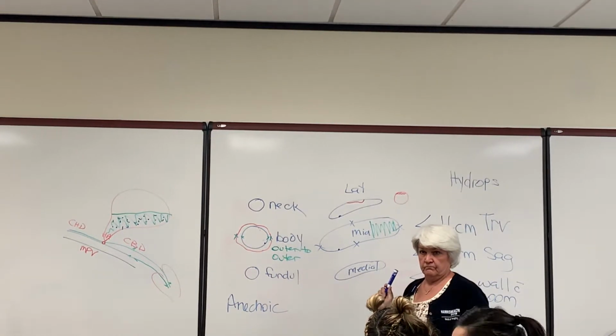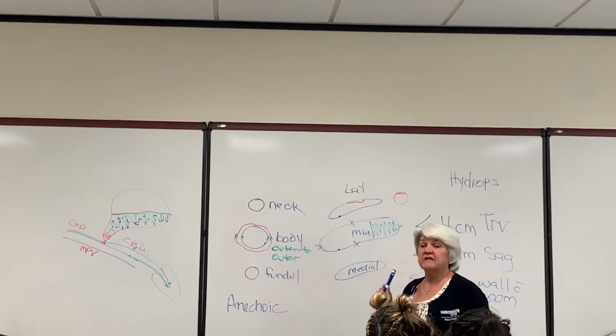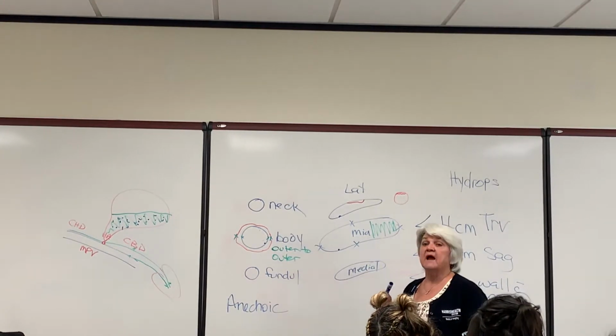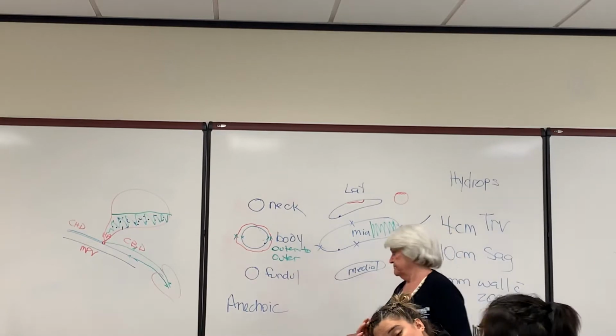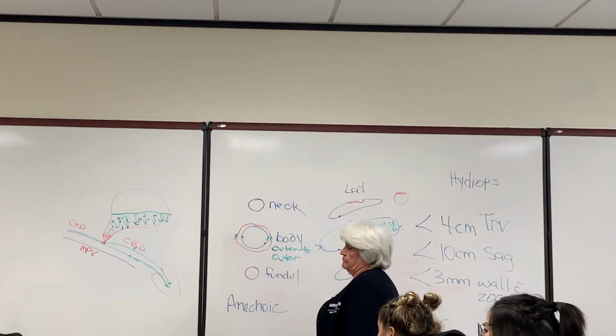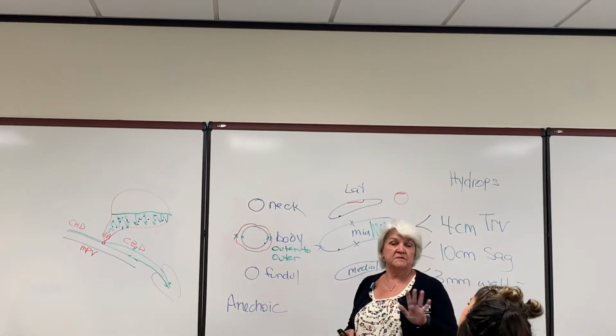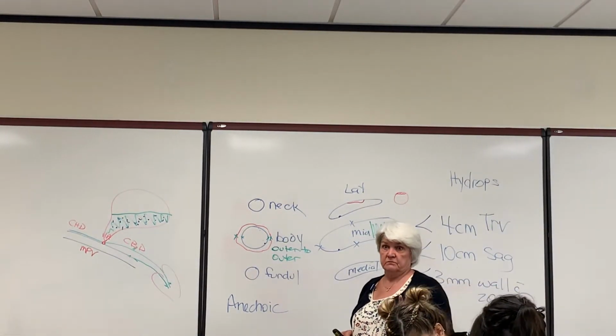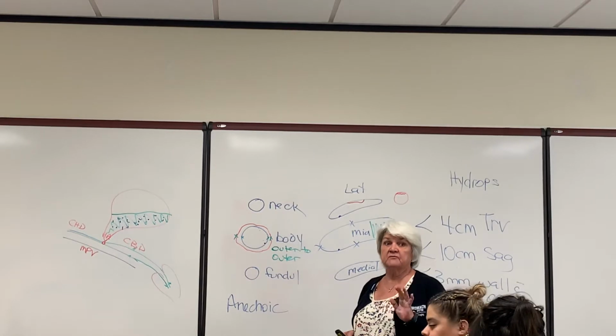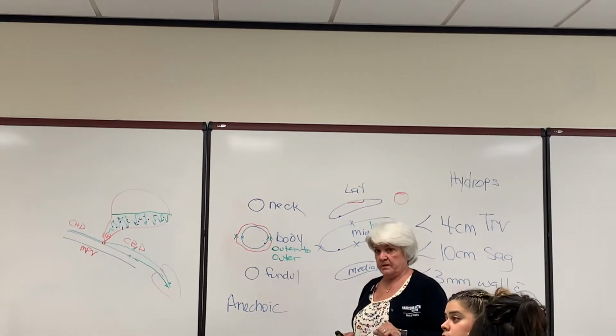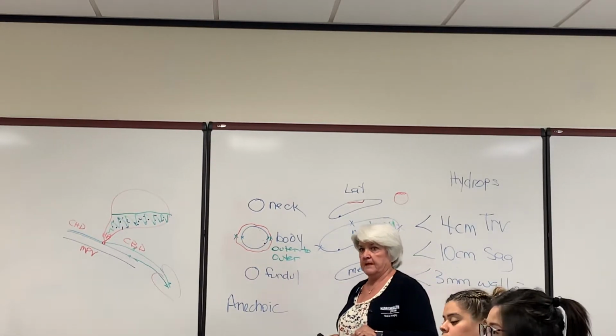You mean the sludge will be on one side of the gallbladder? Because it's gravity dependent. And the other side will be fluid. You'll very seldom see a gallbladder full of sludge. You're going to have some type of fluid level somewhere, okay?